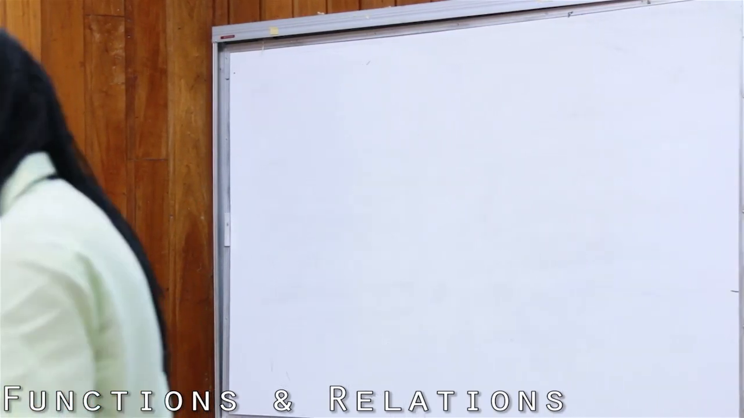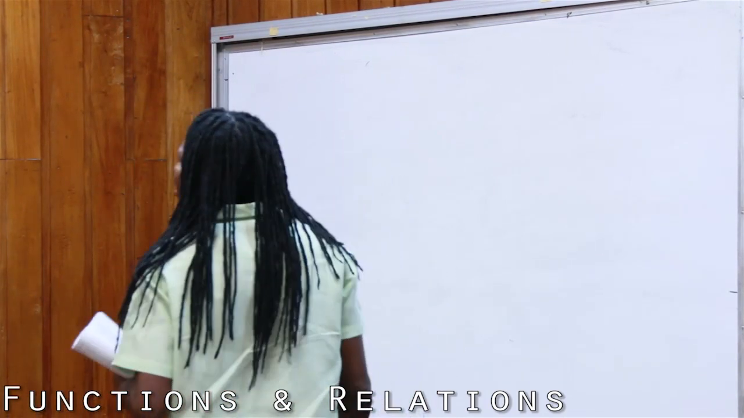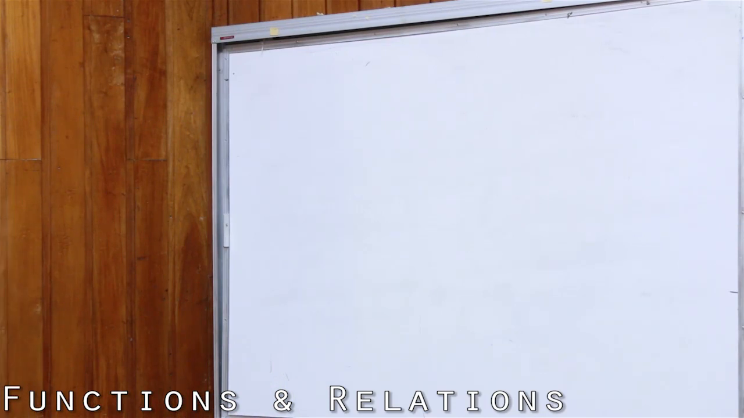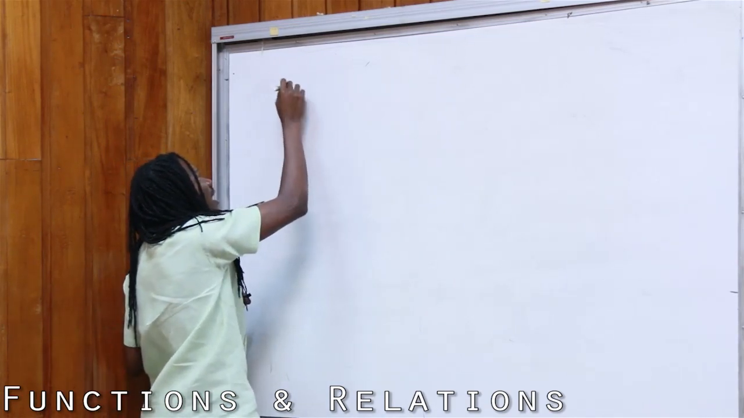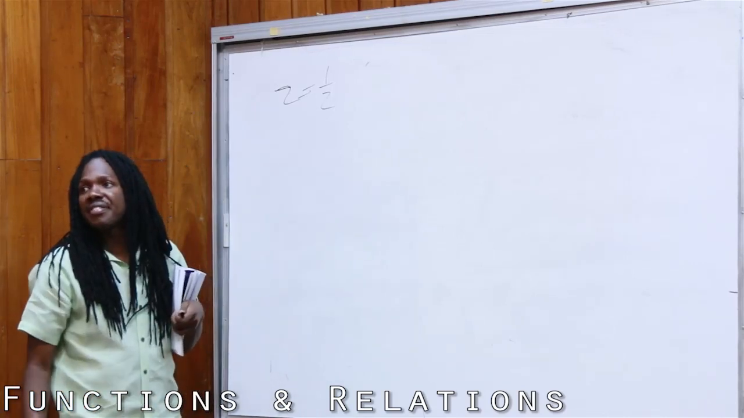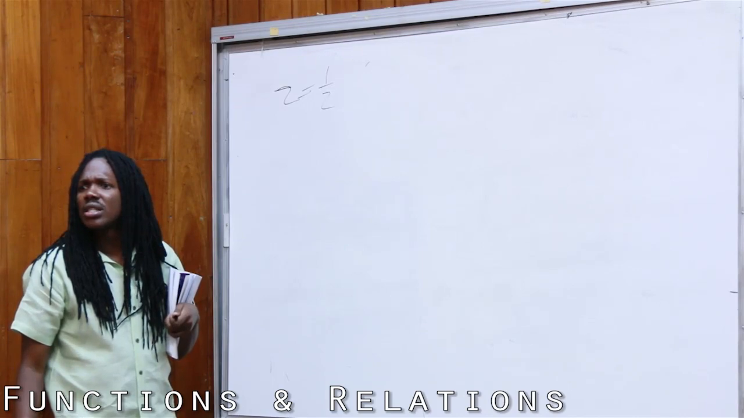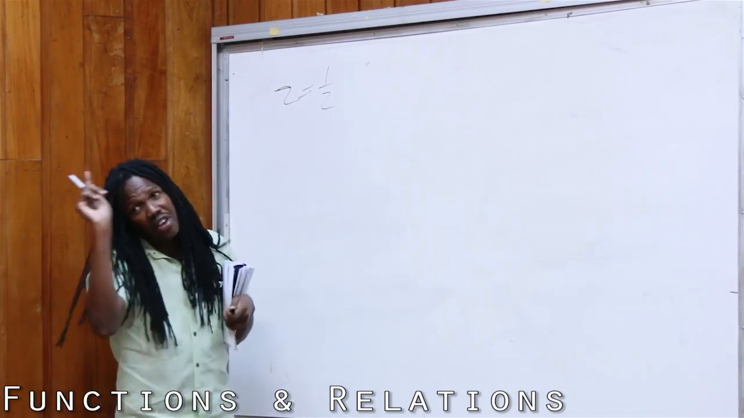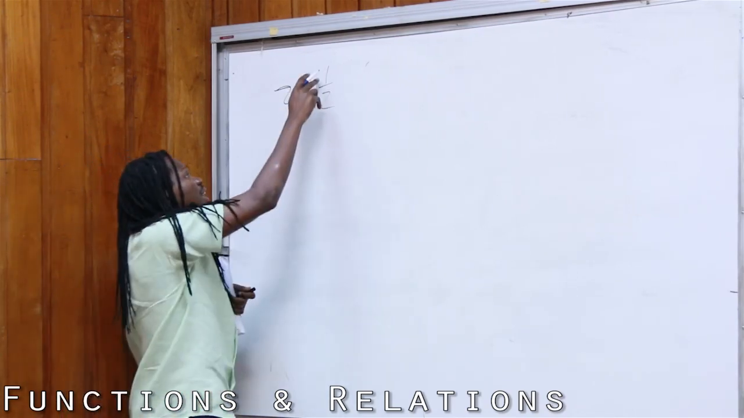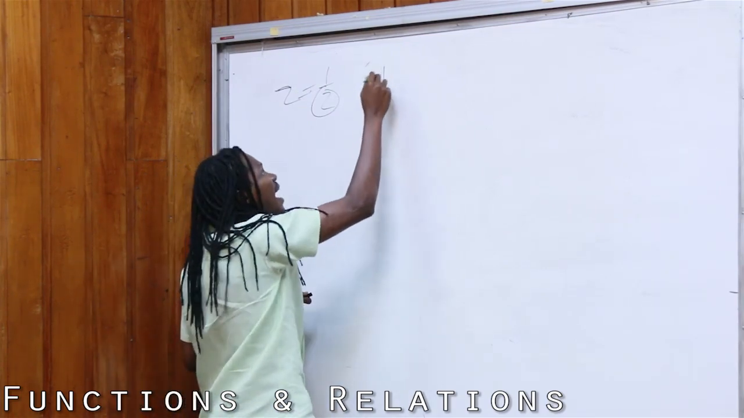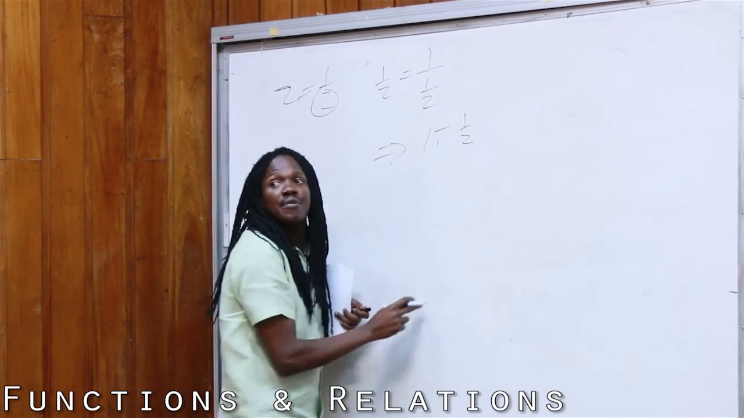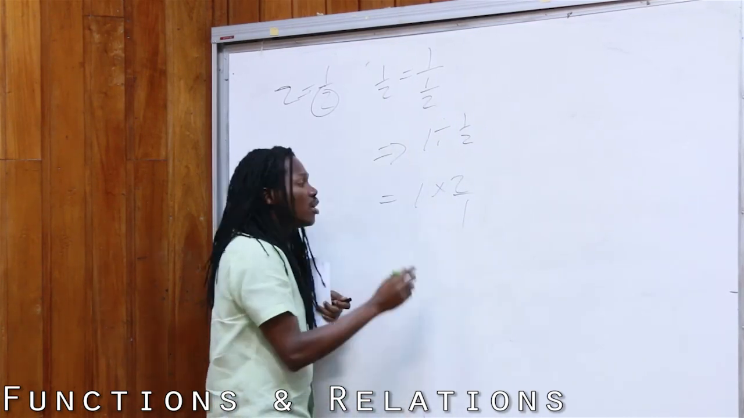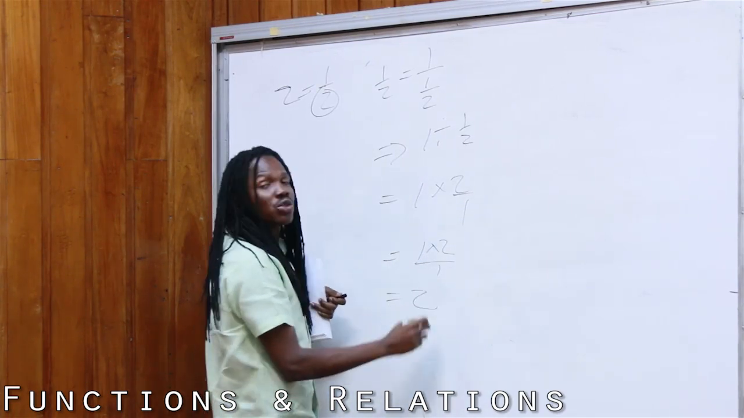Reciprocal function. Now, reciprocal, remember we're teaching this? The reciprocal of a number is simply 1 over the number. What is the reciprocal of 2? Reciprocal of 2 equals a half. What is the reciprocal of a half? The reciprocal of a half is equal to 1 over a half, which implies 1 divided by a half, which implies 1 times 2 over 1, which is equal to 2.